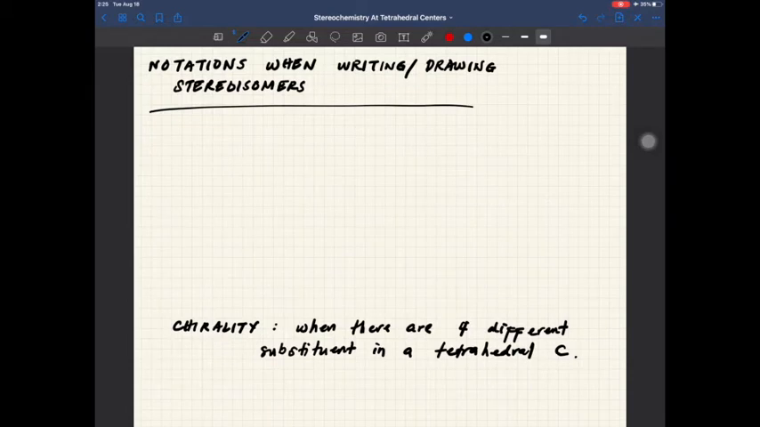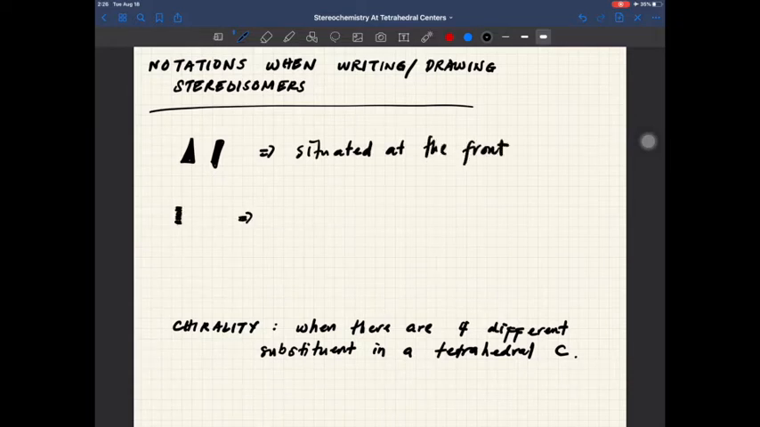As you have all observed, when writing stereoisomers, we have to designate their orientation. So, when writing or drawing stereoisomers, we have to make use of either the bold arrow, this one, or this one, to indicate that the substituent is situated at the front. On the other hand, this designation indicates that the substituent is situated at the back of the molecule.